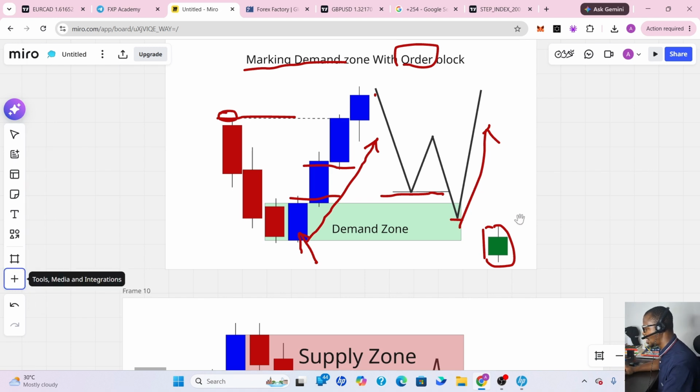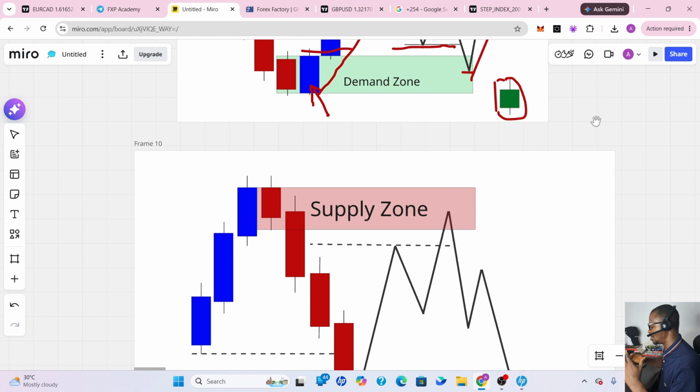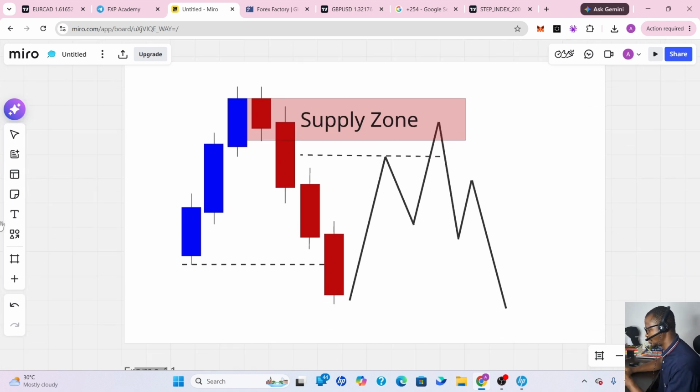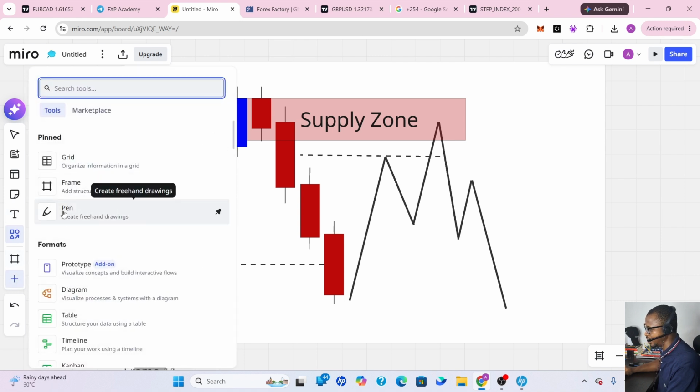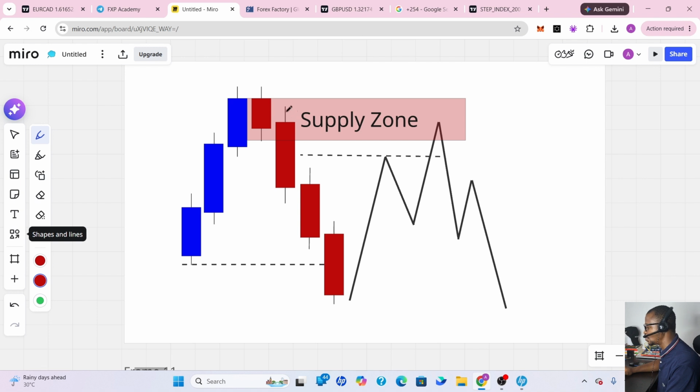So let me show you how you can draw your supply zone. You remember, supply is just the total opposite of the demand zone, but they are the same concept. They follow the same rule. Just like the demand that I just showed you, the supply should equally have what we call the order block, you understand. In this case, we are marking the last bearish candle that gave rise to the push towards the downside. And equally, it should have the fair value gap. Look at the fair value gap right here. So once all these things come together, it becomes your confluences.